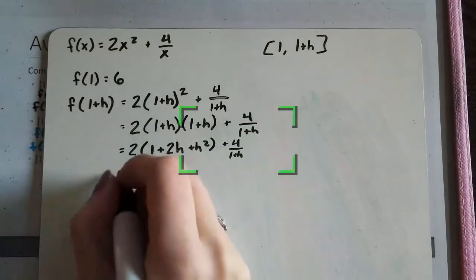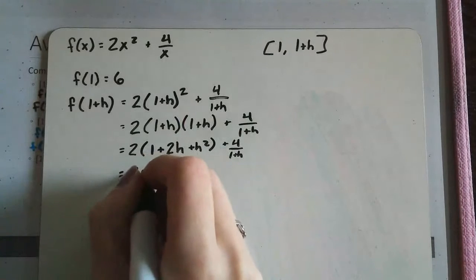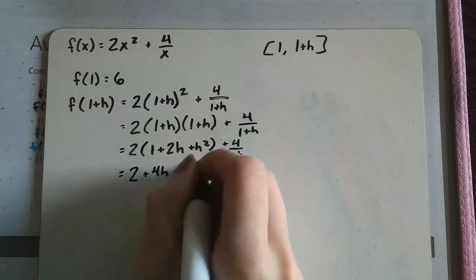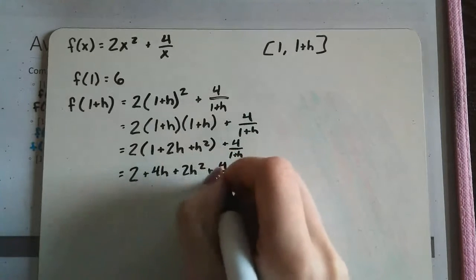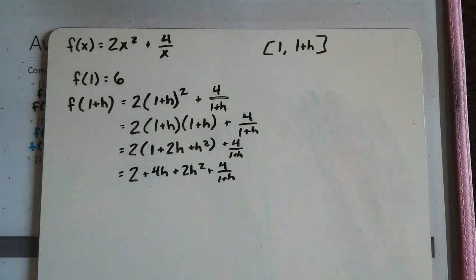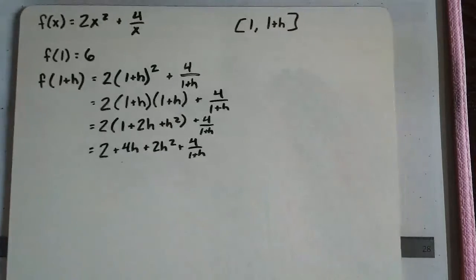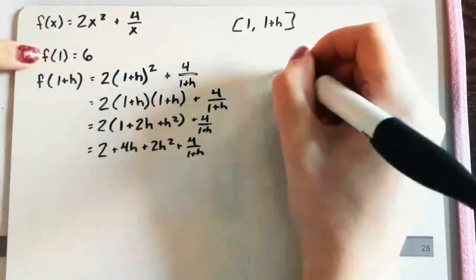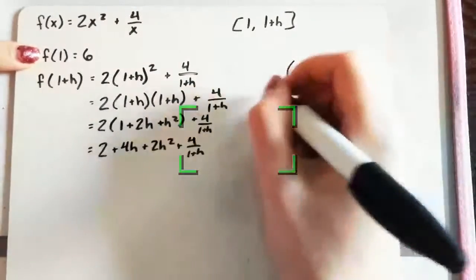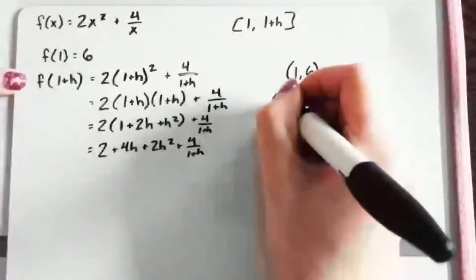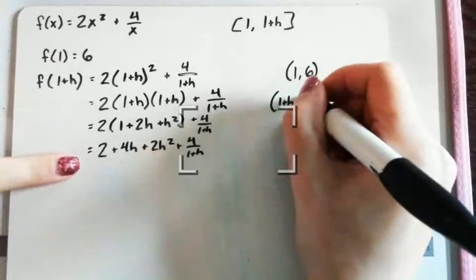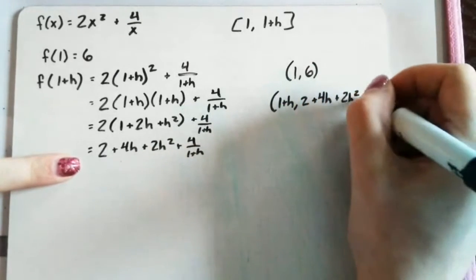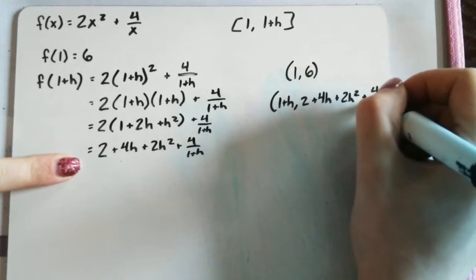Now I can distribute my 2 through the parentheses. So I have 2 plus 4h plus 2h squared plus my 4 over 1 plus h. It's not pretty, but I have it. So now the points I'm working with: my x value is 1, my y value is 6. My x value was 1 plus h, my y value was 2 plus 4h plus 2h squared plus 4 over 1 plus h.